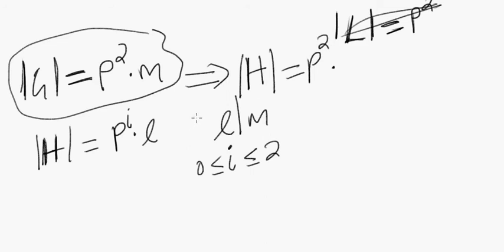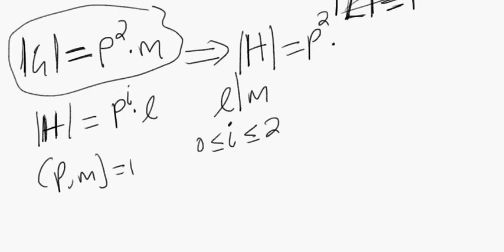What else can we learn about our group G? If the order of G equals p squared times m, what else can we learn about it? We're also being told that p and m are relatively prime. Okay, if two things are relatively prime, what does that mean? Can we conclude that p does not divide m? Well, since p is a prime, right?